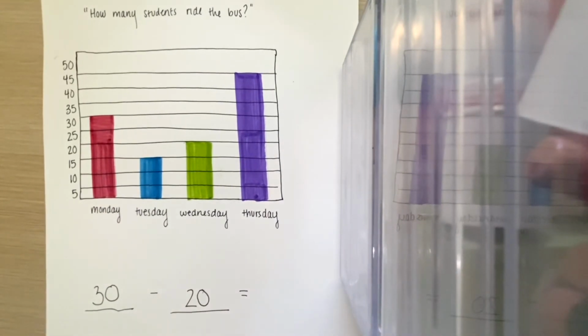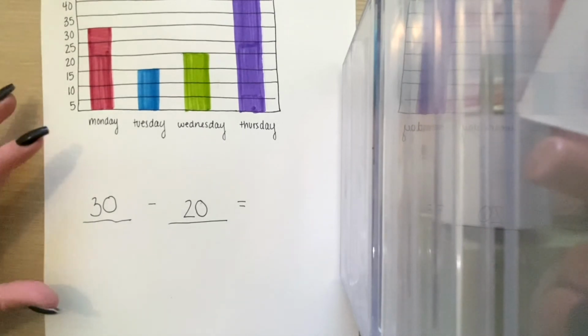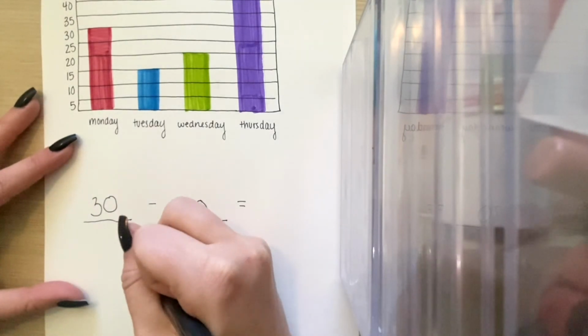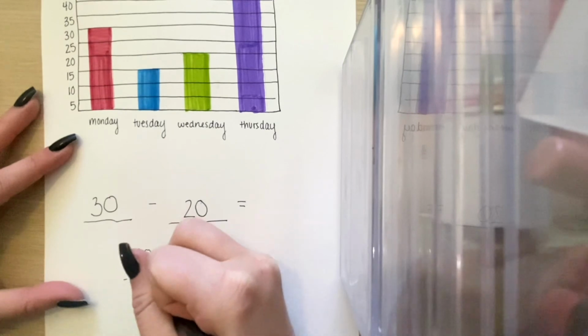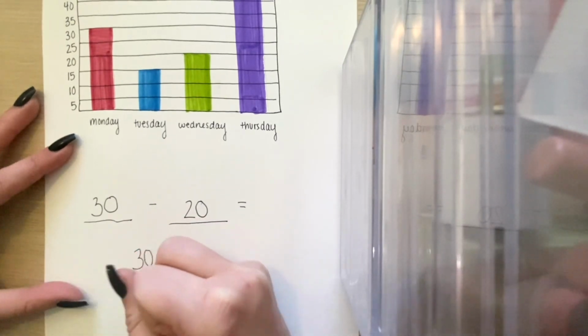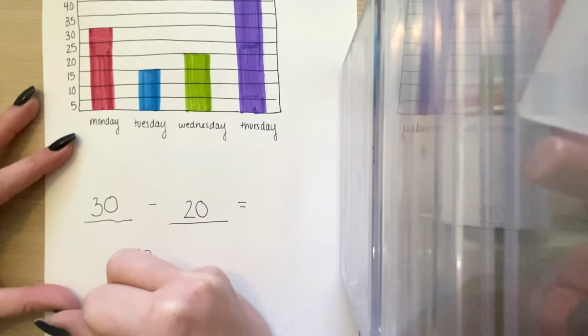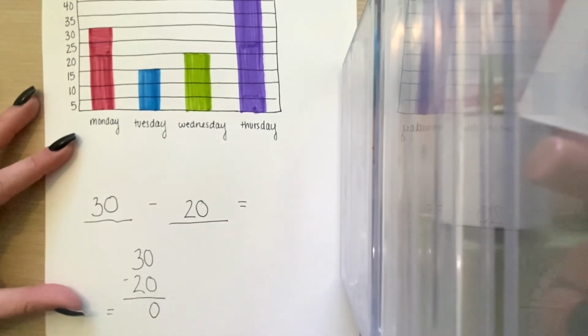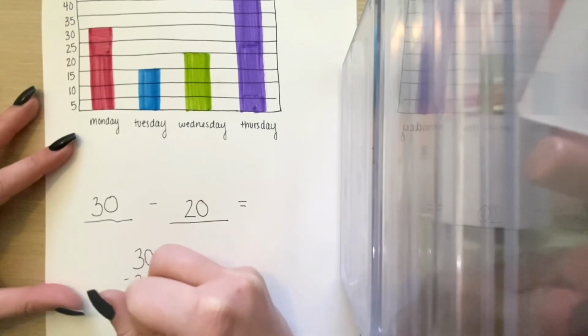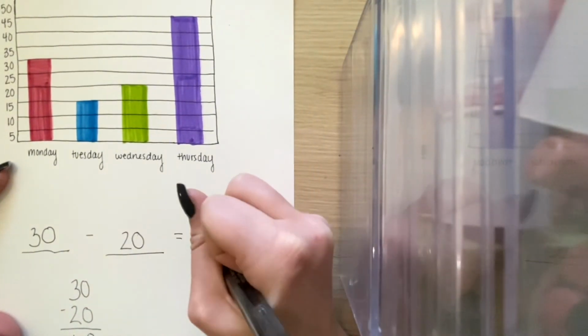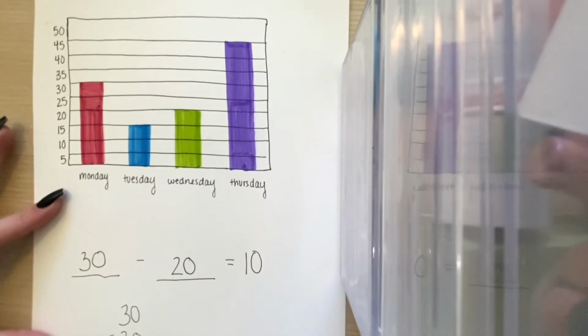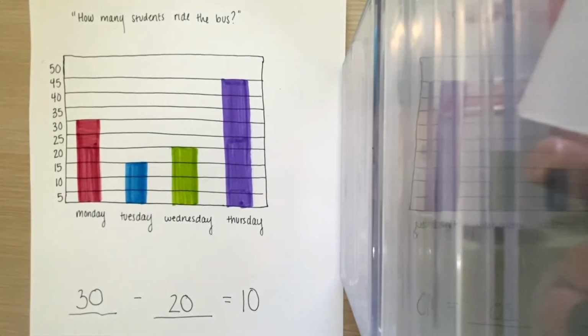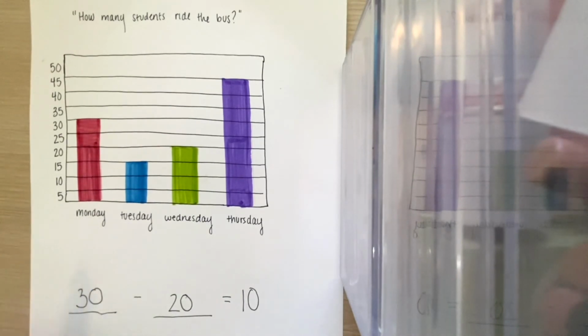30 minus 20. If you'd like to set up the subtraction problem in a different way, you can write 30 minus 20 equals, then you would have 0 minus 0 equals 0, and 3 minus 2 equals 1. Therefore, you should have come out with the answer 10, meaning that you had 10 more students ride the bus on Mondays than Wednesdays. Such an amazing job today.